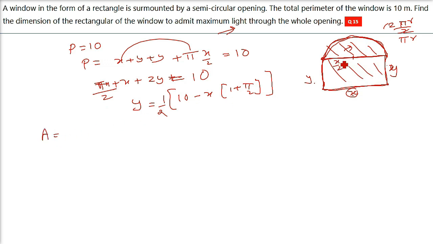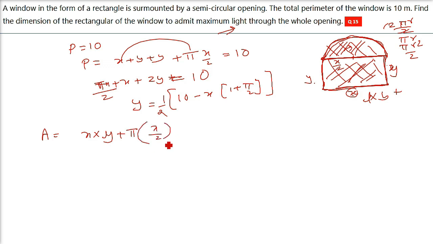Area will be what? Area will be the addition of two areas. One will be the rectangle, one will be the semicircle. So length into breadth is the area of the rectangle. And what is the area of the semicircle? Pi r square. When you divide it by 2, it will be pi r square by 2 because it is a semicircle. I am now writing x into y plus pi r square by 2, but r is already known to us, x by 2. And in place of y, now replace what we got.